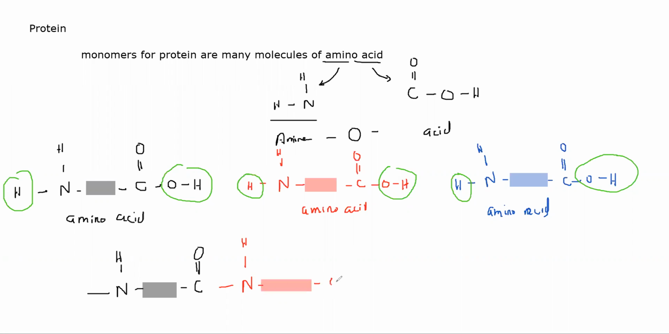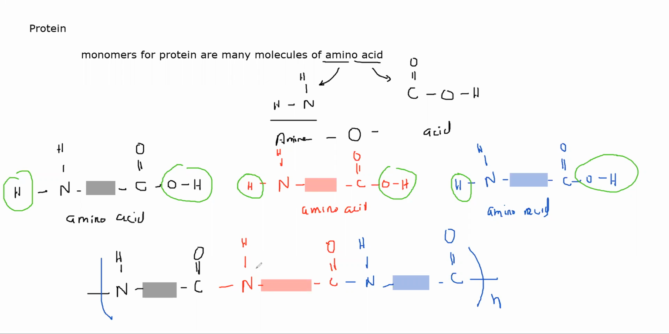Then C is double bonded with O. This OH is being removed and H is removed from nitrogen. So what we have is nitrogen, which forms a bond with carbon, and C double bonded with O. And because it's a continuation, what will we put? We will put N, which means it is a continuation.